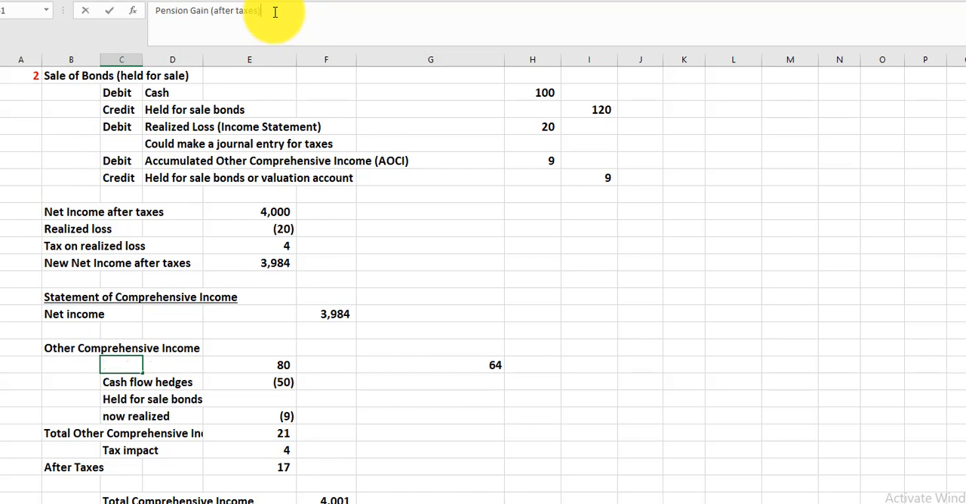Now, so that's one way. This is the other way. This is separated out. You can clearly see what the impact of taxes is. You don't have to put any in parentheses or anything. And then your net income plus 17 is your total comprehensive income. Your statement of comprehensive income has net income, other comprehensive income, including tax impact, and then get your total.